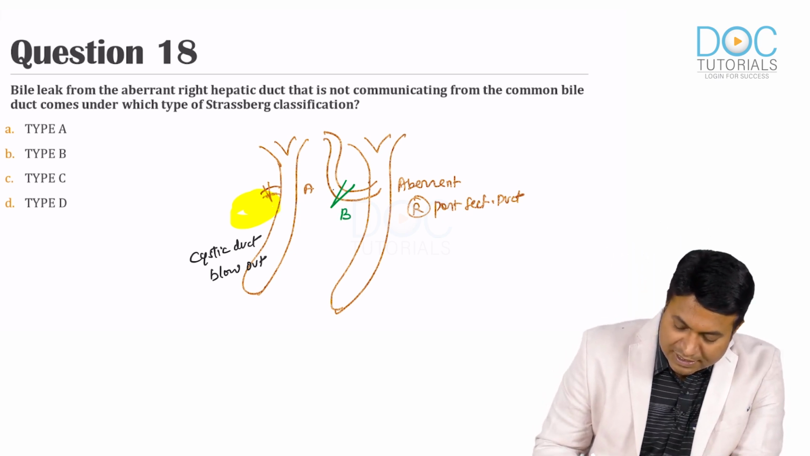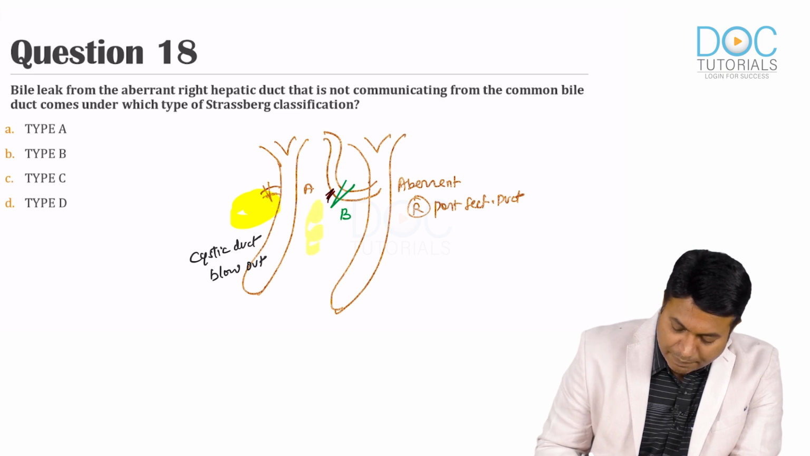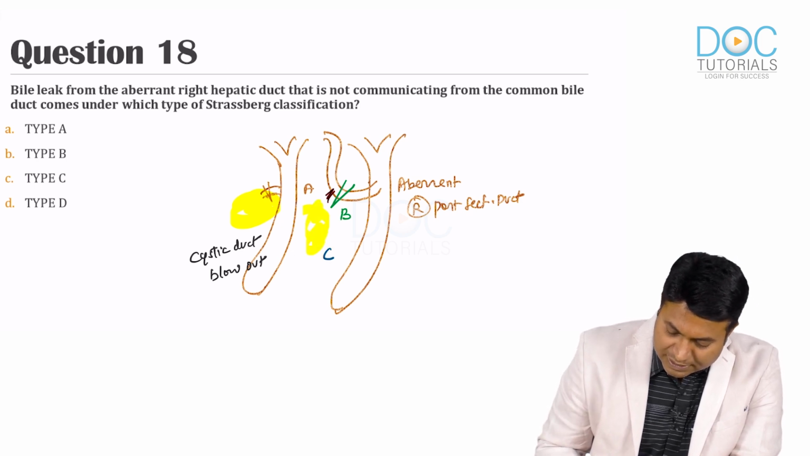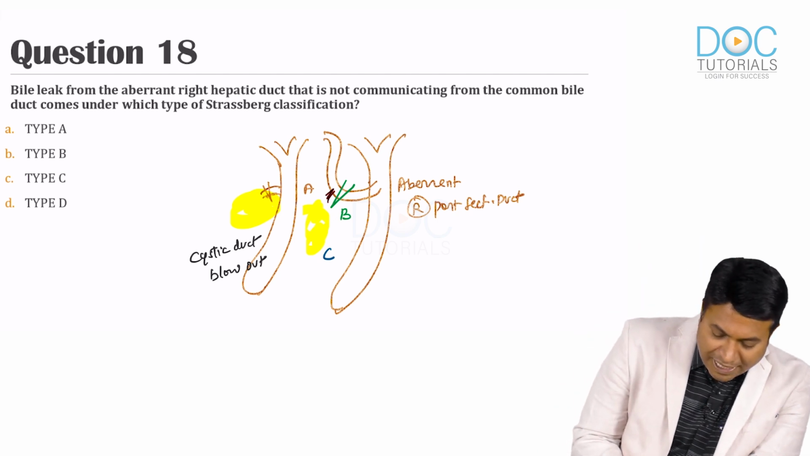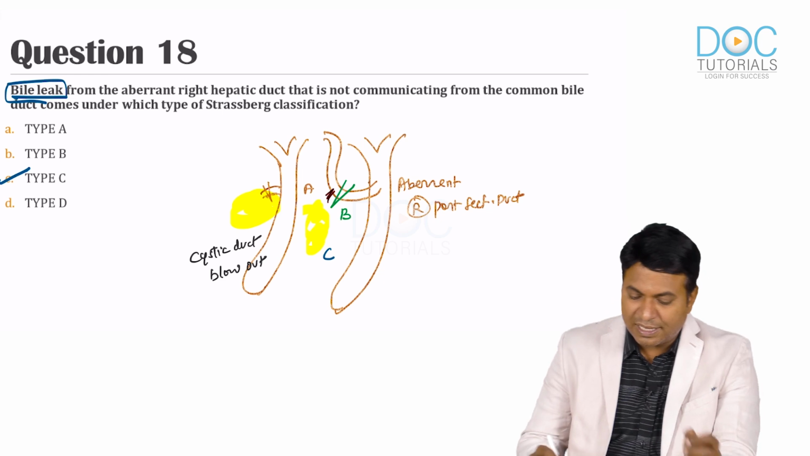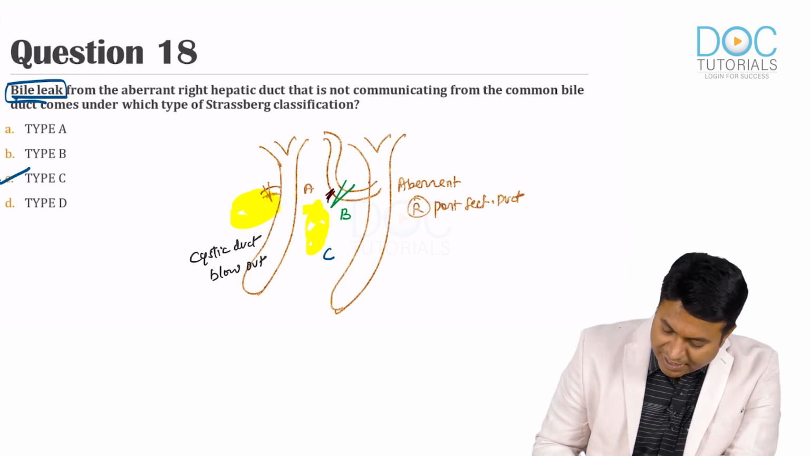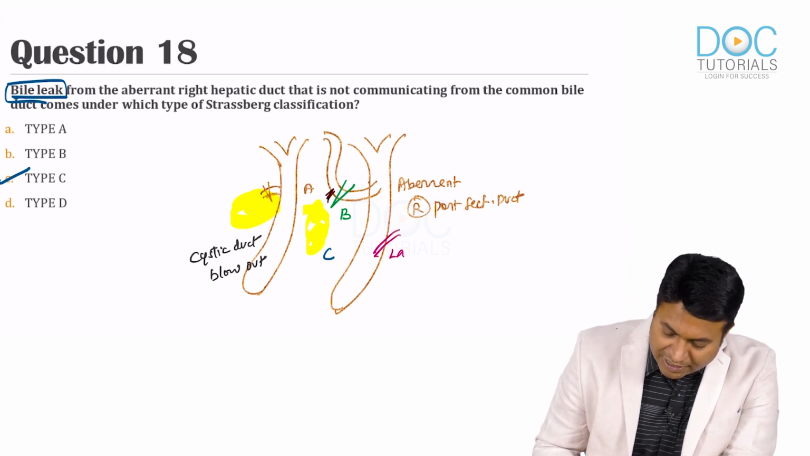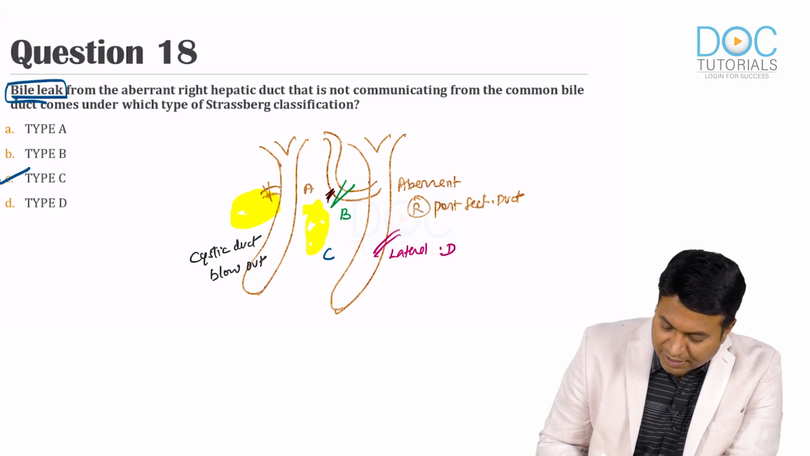If I cut this duct and there is a leak, that is C type. So aberrant duct is cut and there is a bile leak, it is type C. And type D, there is a lateral injury of bile duct. Lateral injury is type D. Circumferential injury is type E.